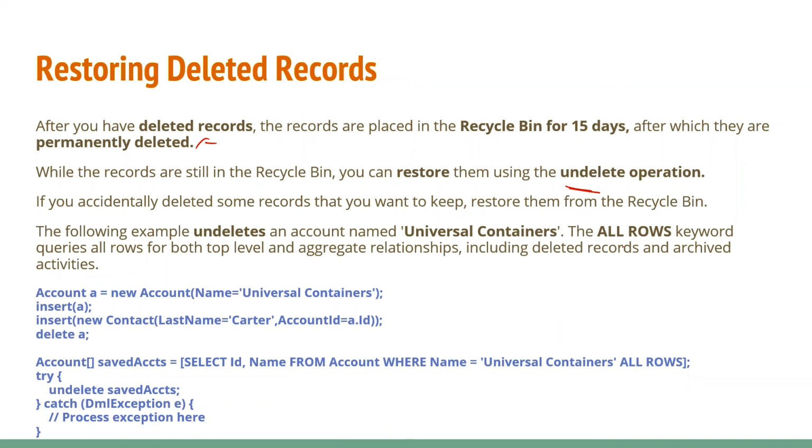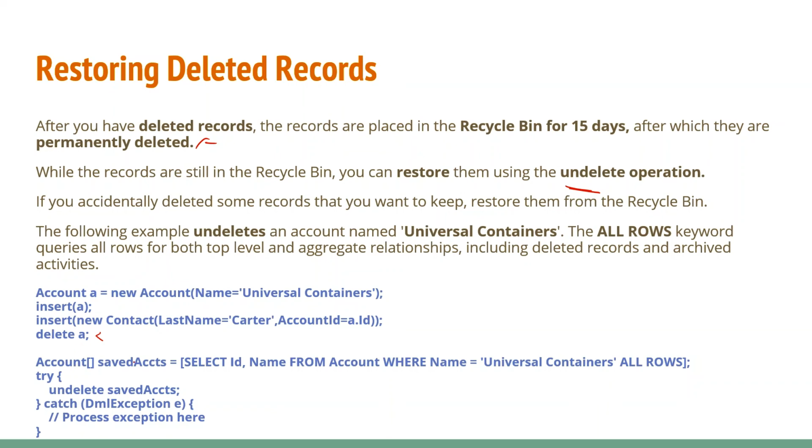The ALL ROWS keyword queries all rows for both top level and aggregate relationships, including deleted records and archived activities. Account equal to new account. So we are creating an account, we are inserting a new contact. Okay, so now we are deleting that contact. Now we are trying to delete that particular account. So we have deleted that account successfully.